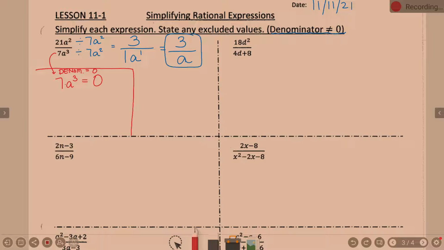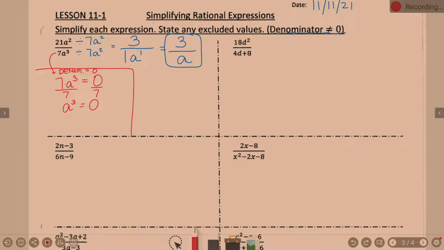If it's 7 times a to the third, the first step is to divide. The 7's cancel, leaving a cubed. 0 divided by 7 is 0. 0 divided by anything is 0. And officially, it's a to the third. How do you get rid of a third power?